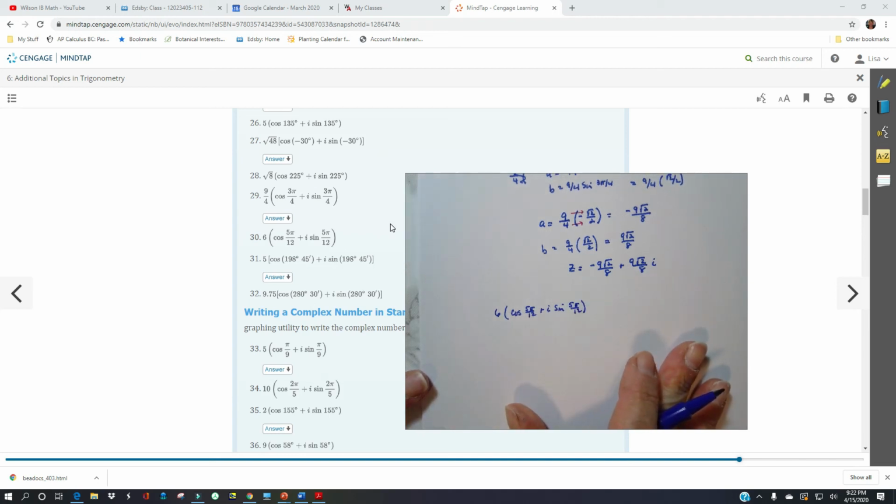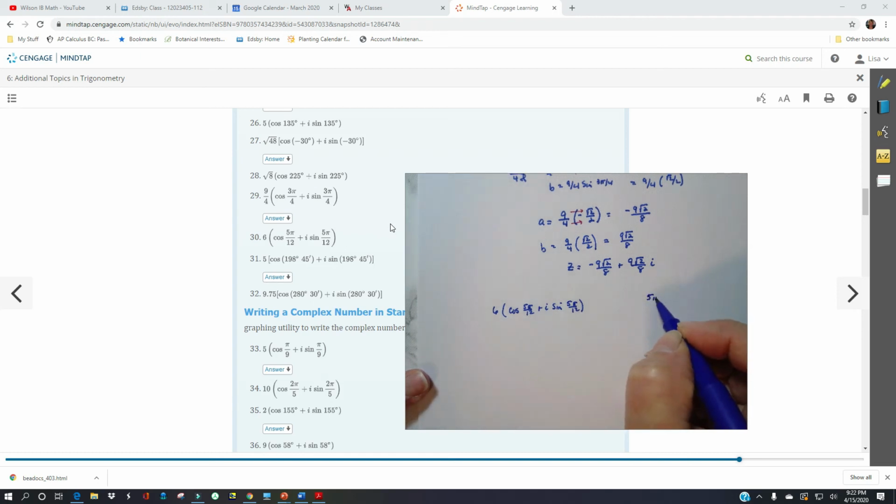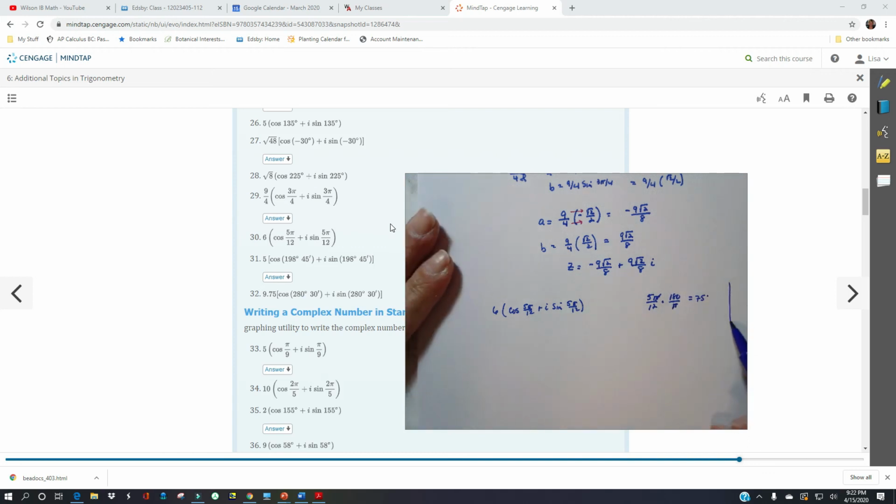right? And again, I may not know what 5 pi over 12 is. If you want to orient yourself, take the 5 pi over 12, multiply it by 180 over pi, cancel that out. It should be in quadrant 1 because 5 divided by 12 is pretty small. And let's see, 180 times 5, divided by 12 is going to be 75, so 75 degrees. So I know that my complex number is in quadrant 1.